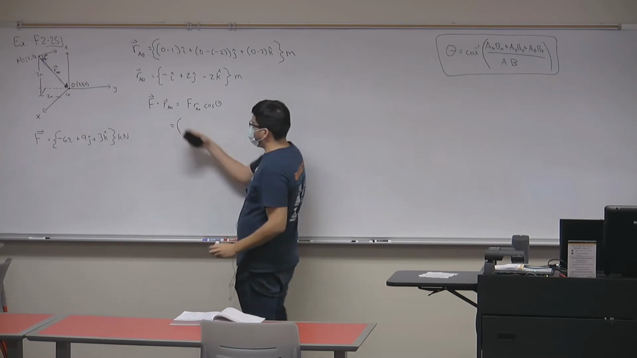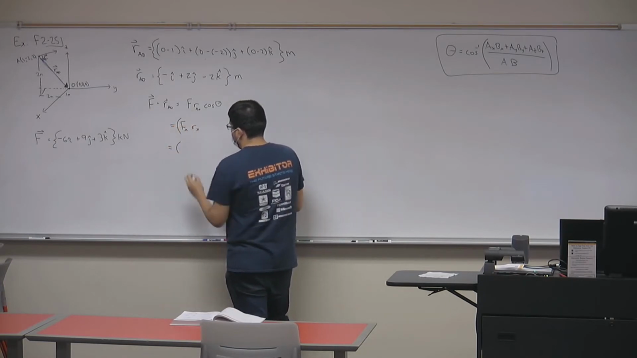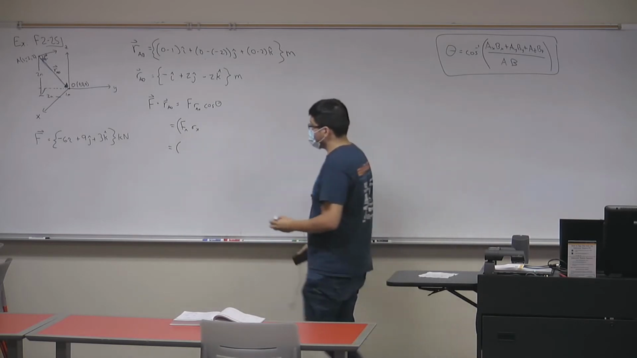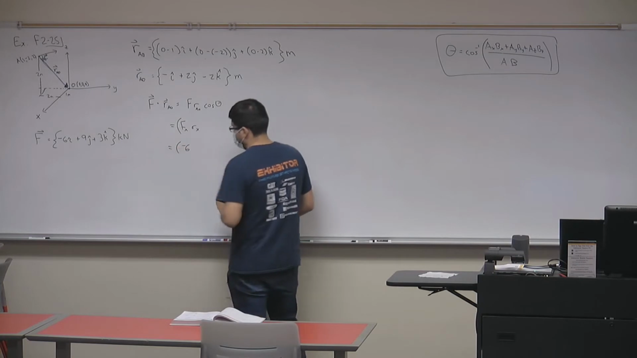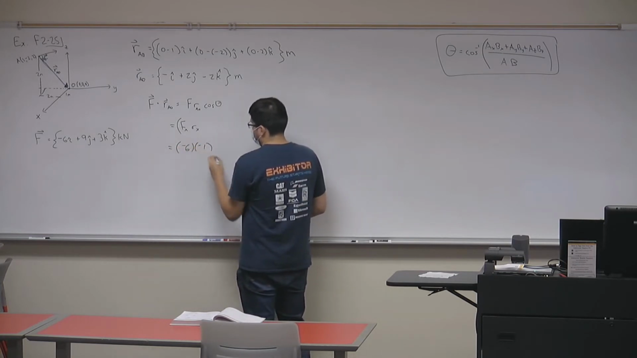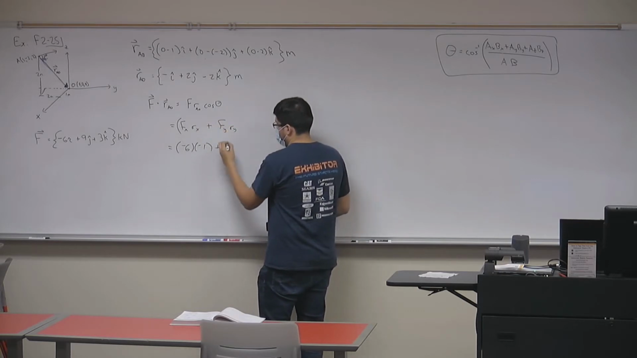We have Fx times Rx. What is Fx? Rx? Okay, so we are negative 6 times negative 1. And to this, we add Fy, Ry. What is Fy?